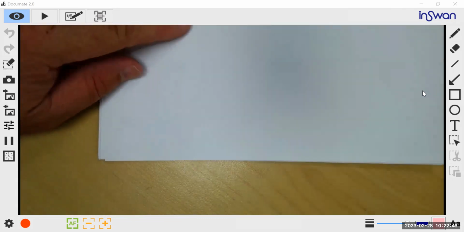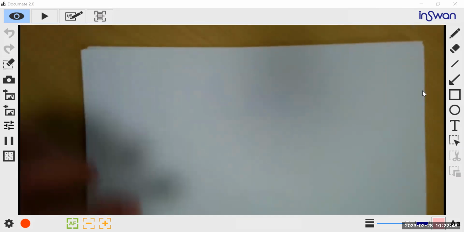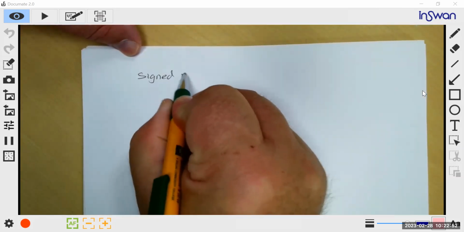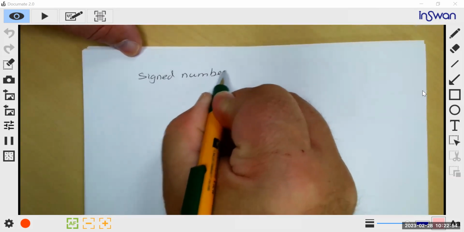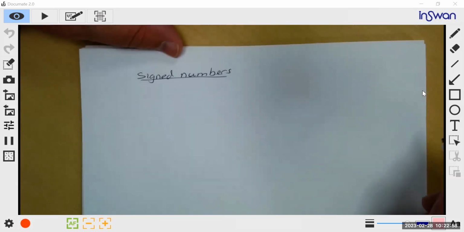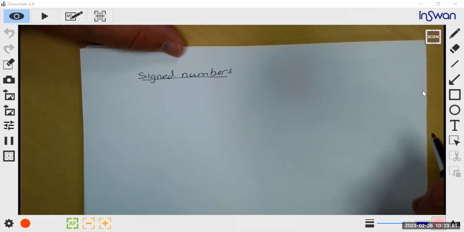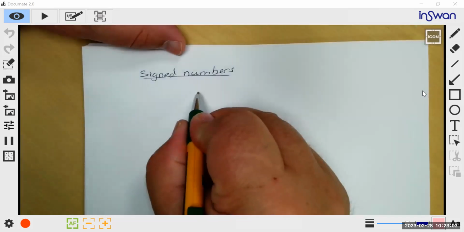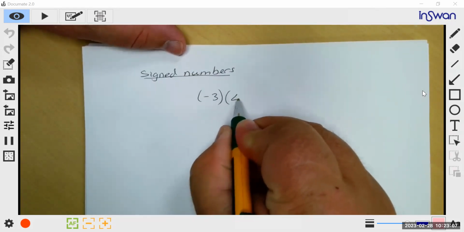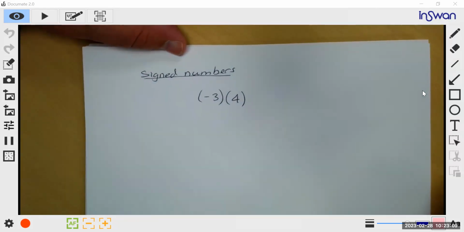Now the problem comes with signed numbers. With signed numbers, when you're multiplying numbers that have signs, let's say -3 times 4.